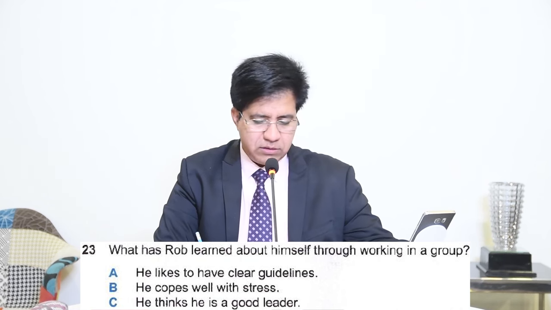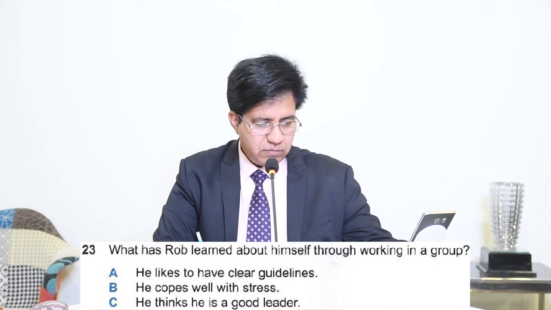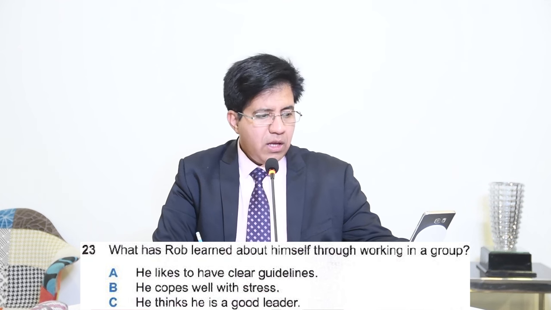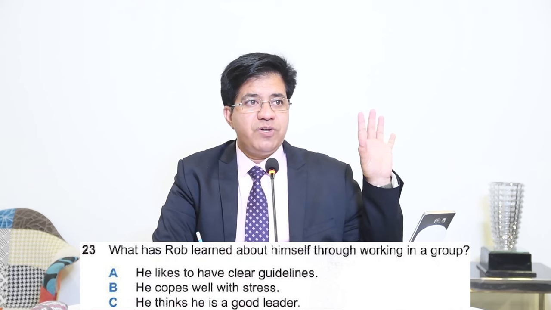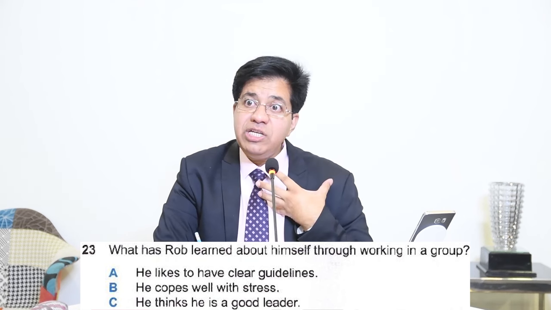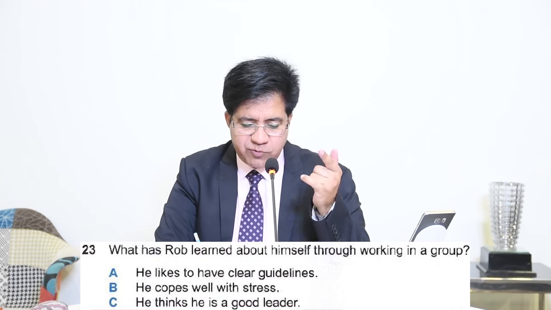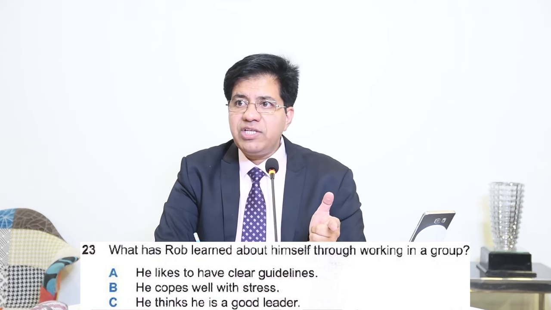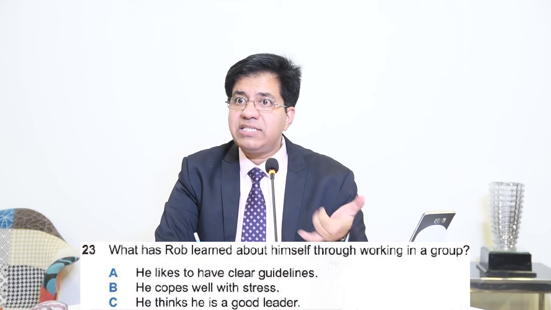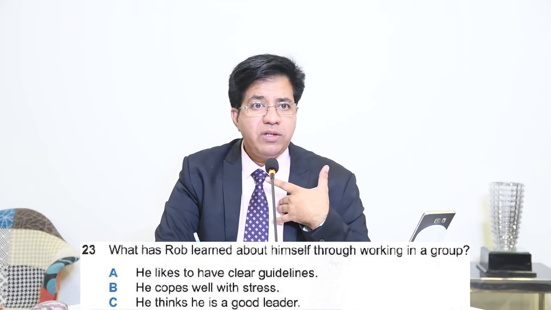And I have to analyze how I functioned in the group, what I found out about myself. I know I'm so frustrated at times. That's what he knows. So B is not the right answer. What's the question? The question is, what has Rob learned? Frustration, anxiety, or stress, he knows. So that is not the right answer.